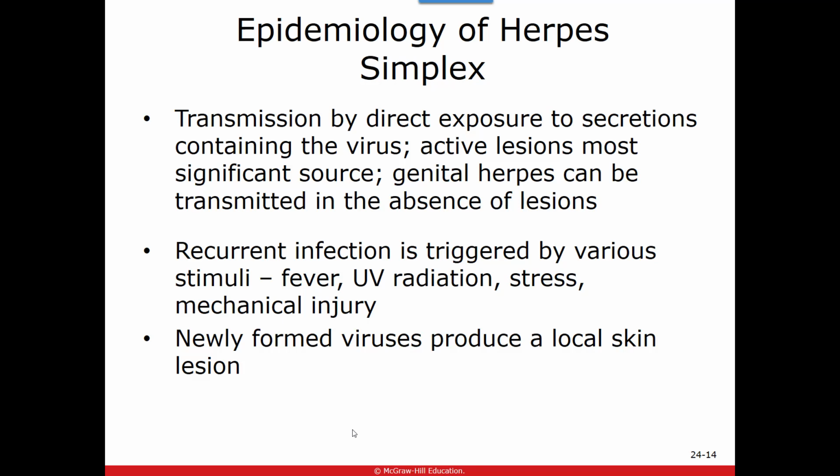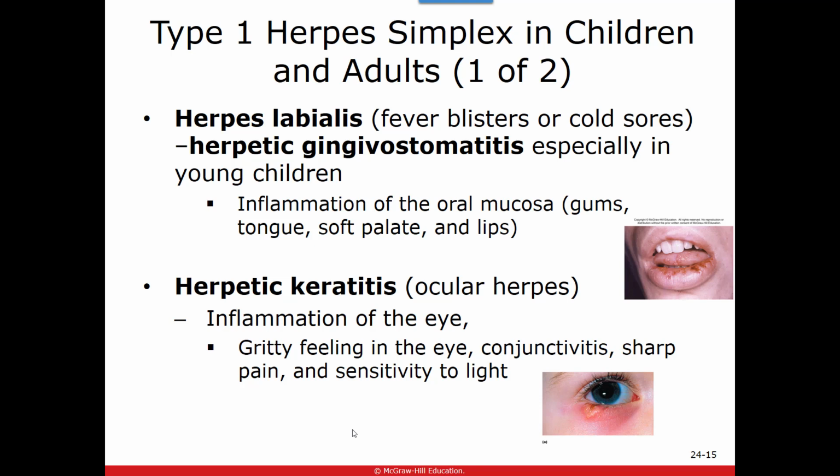So type 1 herpes simplex is usually found in children and in adults. It causes what's known as herpes labialis. That's your cold sores. It's the official term for it. But it can also cause herpetic gingivostomatitis. This is inflammation around the mouth and the gums. As shown in the picture over here on the right, the tongue can start to show inflammation. The lips, anywhere in the gum line, can show inflammation. That usually happens with this strain in younger children.